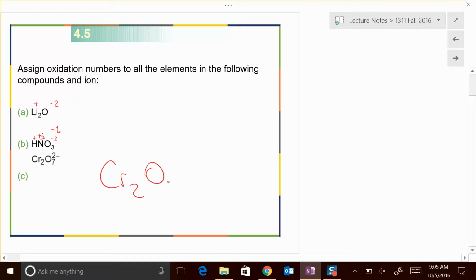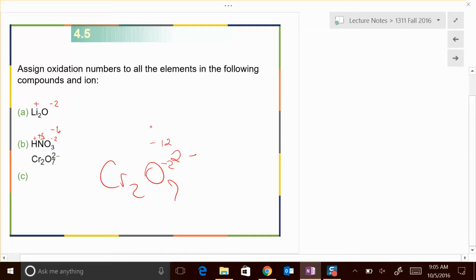Cr2O7 2-. Okay, so oxidation number of oxygen is -2, right? There are 7 oxygens, so that's how many negative charges? 14. -14 overall that I have to balance. But look at this. A -2 charge left over, right? So that means I'm going to drop this to -12 that I have to balance with the chromiums, because I need 2 negative charges left over. Okay? So I'm going to go to -12, needing +12.